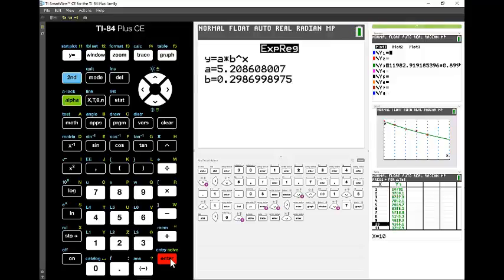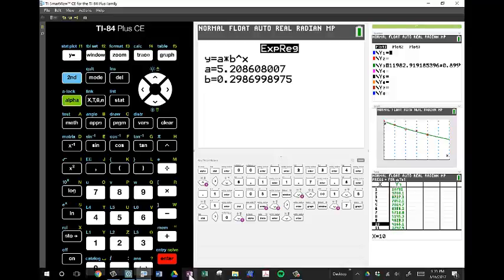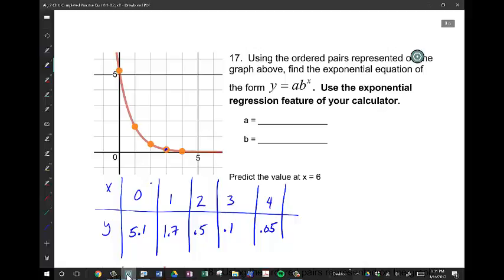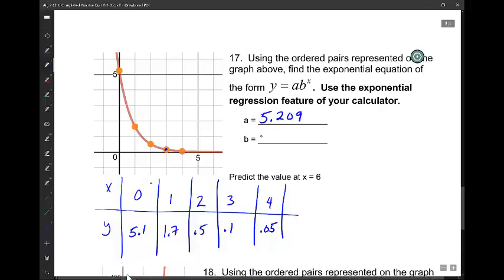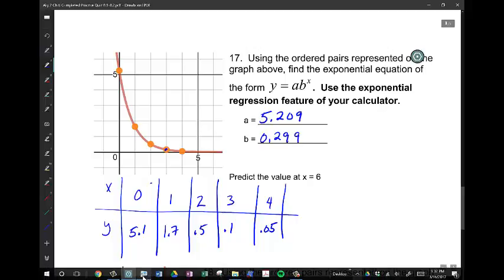So my value of A, it looks like it is 5.2086, which is going to be 5.209. And my B value is going to be 0.299 if I round to 3 decimals. So let's go back in and let's put those down for our answers. So my A value, once again, was 5.209. My B value is 0.299. Now I did round each of those, but that's okay, not a big deal there.